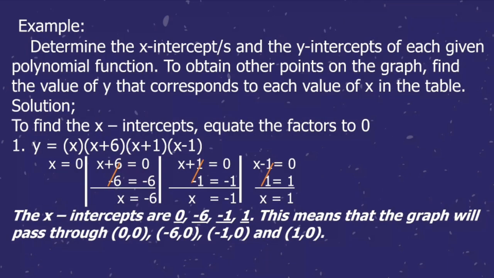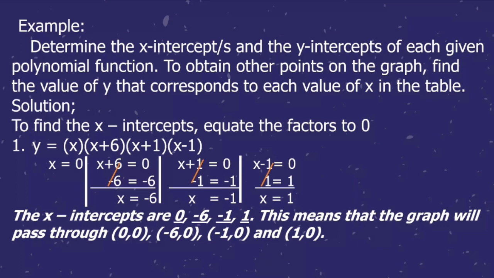So, let's have an example. Determine the x-intercepts and the y-intercept of each given polynomial function. To obtain other points on the graph, find the value of y that corresponds to each value of x in the table. So let's have our solution. To find the x-intercepts, we need to equate the factors to 0.